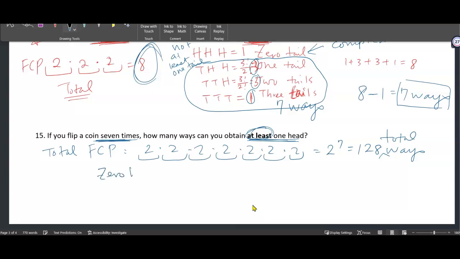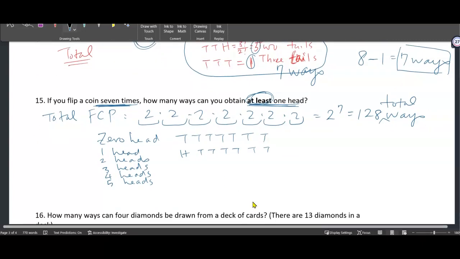0 heads. 0 heads means what? All 7 of them are tails, right? Or we can get 1 head, right? And that means head, and the rest is tail. And then we can get 2 heads, 3 heads, and 4 heads. How many heads can I get up to, right? And 5 heads, right? Running out of space. 6 heads, and 7 heads, right?